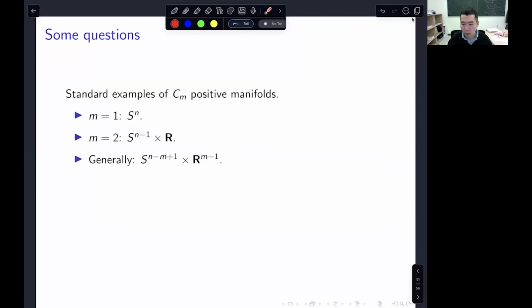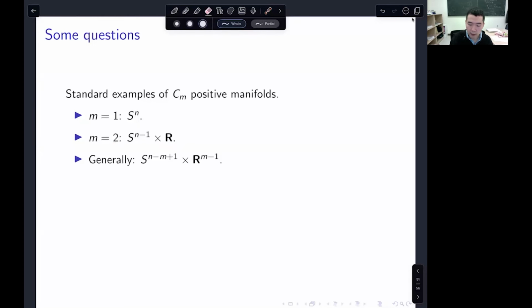Let us think about the standard examples of C_m positive manifolds. When m equals 1, C_m is the Ricci curvature. Ricci positive means that your fundamental group is finite, so the basic example is the sphere. When m is 2, the basic example is a sphere times R, the Cartesian product with R. So you're allowed to split off one line, essentially.